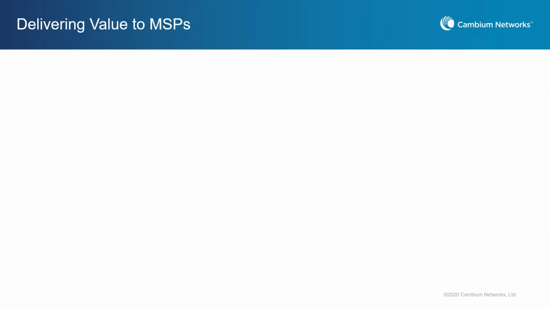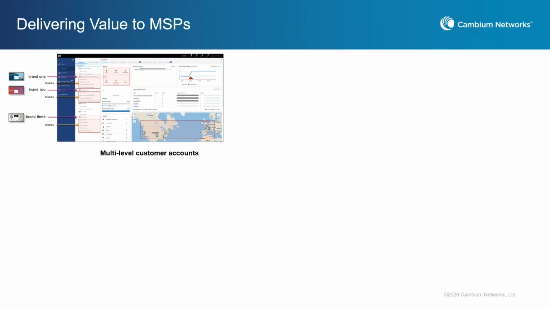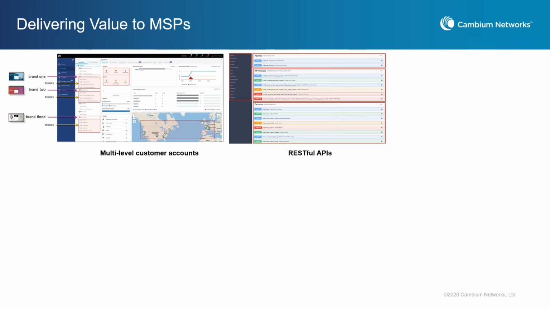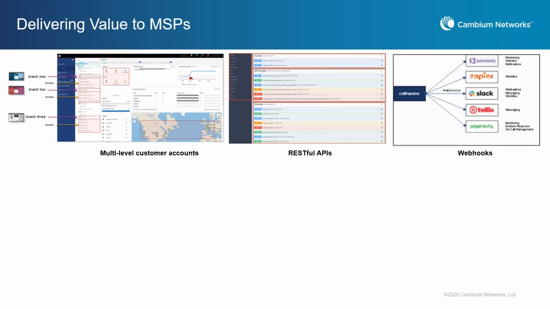Okay. And again, just to reiterate, right? One of the key values of cnMaestro X is delivering value to MSP. So we've looked at the multi-level customer accounts. That's the network topology that I mentioned. One single pane of glass experience. We've talked about the RESTful APIs. And this is something that I sort of briefly mentioned, right?